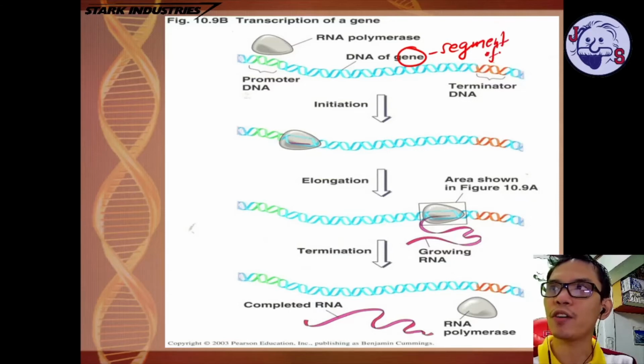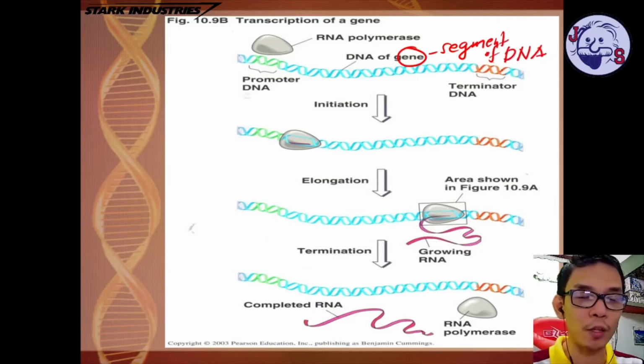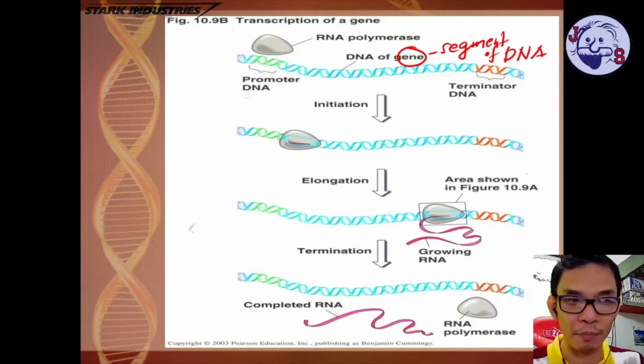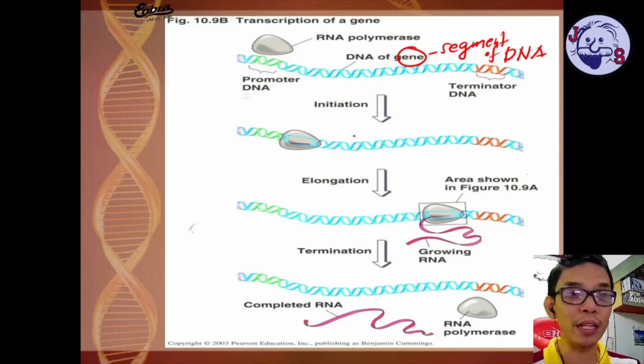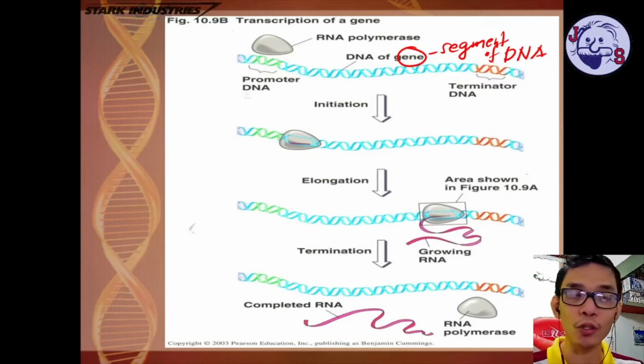A segment of DNA. Now, depending on what kind of gene it is, it can be long or short. So that's the length of your gene. And the genes are made up of several codons, depending on its length. And the codons are made up of bases. So therefore, the genes are made up of several bases of your DNA.